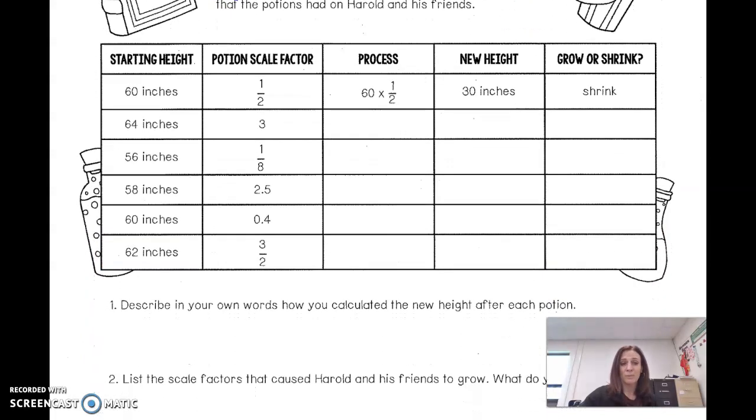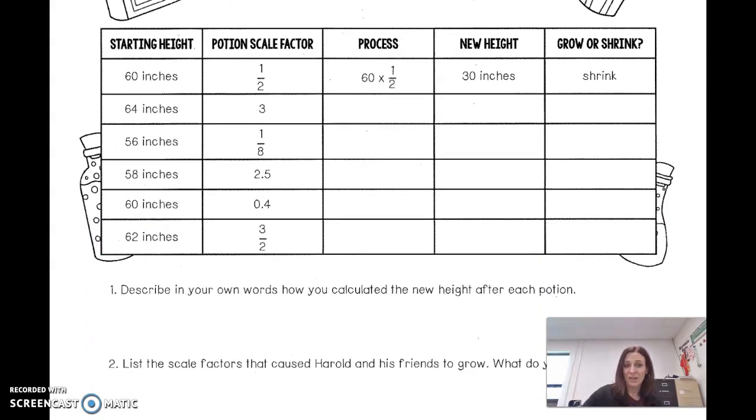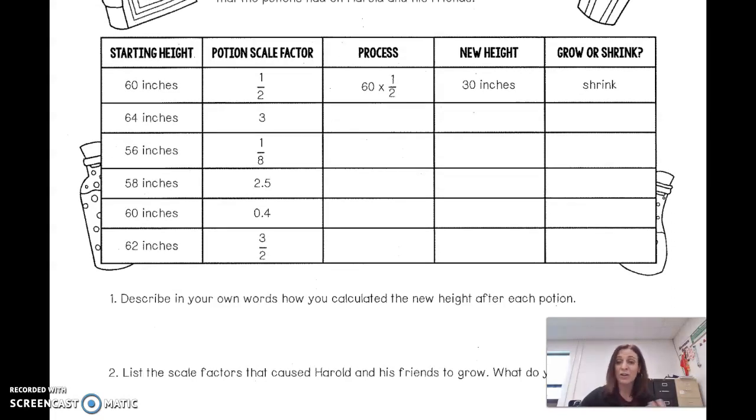Okay, so we have the starting height of Harold and his friends. I don't know who's who here. It doesn't really matter. And then the potion scale factor. So when they mixed up their potion, it had a scale factor, either to make people grow or shrink. The first one was done for us. The starting height was 60. The scale factor was a half. Remember I said scale factor we multiply by. 60 times a half is 30. So the new height is 30 inches. So if they started at 60 inches and their new height is 30 inches, did they grow or shrink? They shrank, right? Shrink.